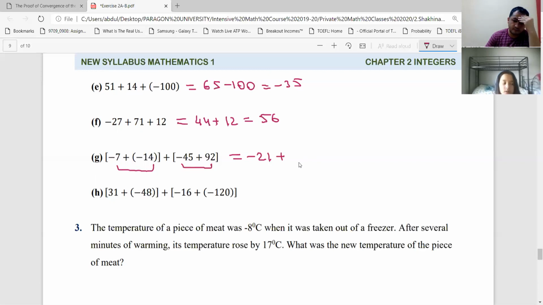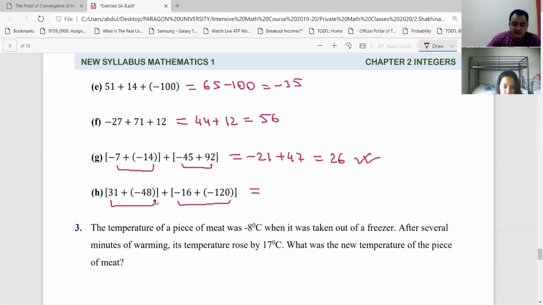That is 47. So negative 21 plus 47, that is 26. That is correct. That's good. Okay, now tell me, Shahina, because we have brackets, right? First, we need to do this one first, second, this, third, we just add them together.